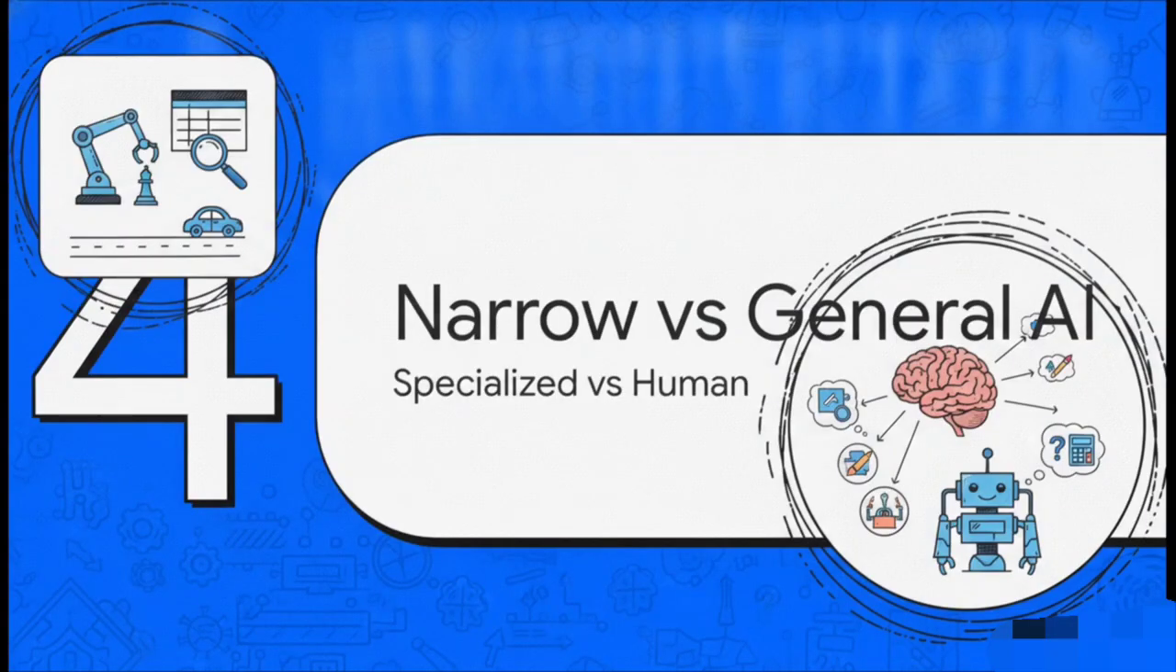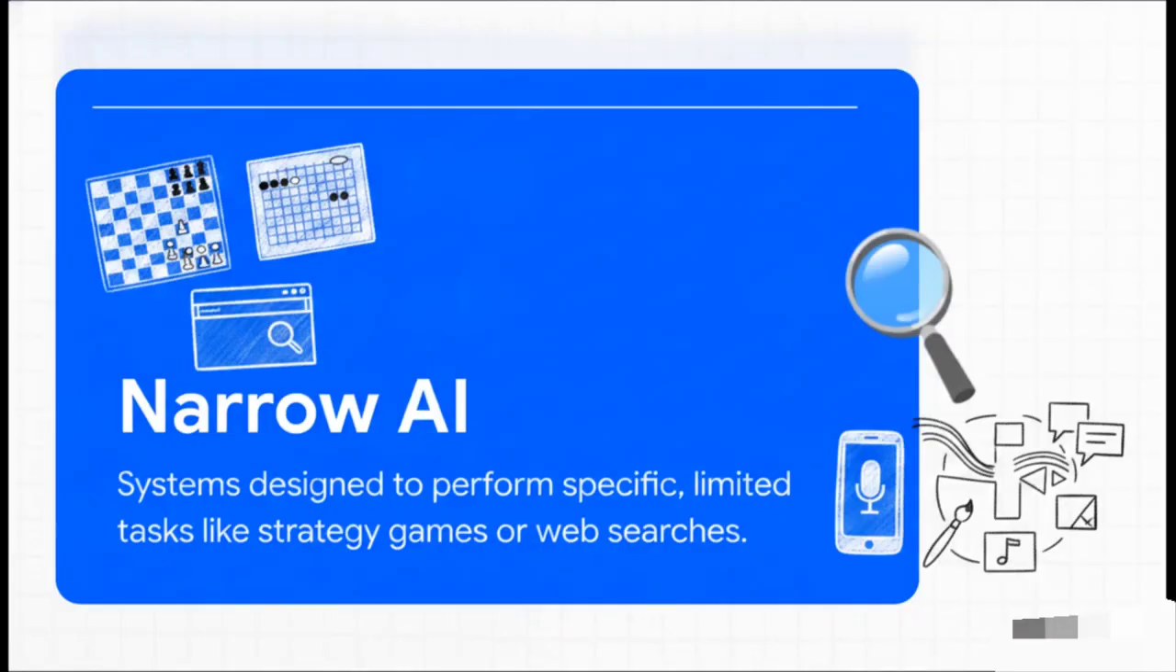All right, moving right along to part 4, narrow versus general AI, specialized versus human. It is incredibly important to clearly define what we have successfully built so far versus the ultimate holy grail that engineers are currently chasing. Today, virtually every single AI you interact with falls under the category of narrow AI. These are systems designed to perform specific, limited tasks. Whether it's the AI mastering complex strategy games like chess, the algorithm powering your web search engine, or the virtual assistant on your phone, they are highly, highly specialized.